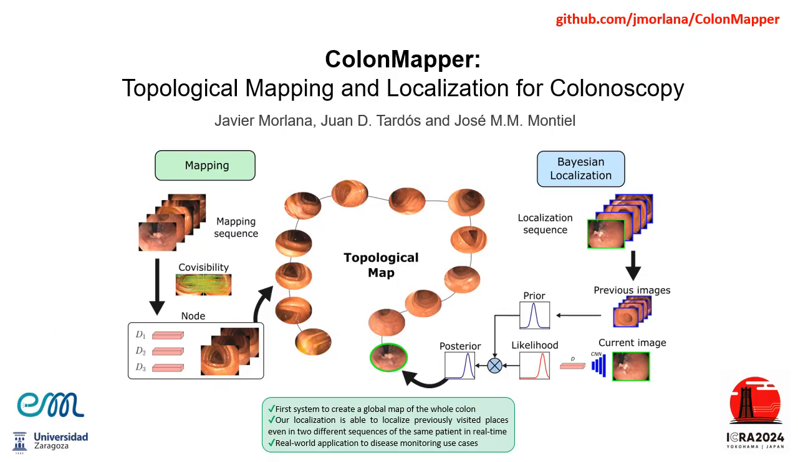We have shown ColonMapper, the first system able to create a global map of the whole colon that is used to localize previously visited places even in different sequences of the same patient. We believe ColonMapper can be really helpful for real-world disease monitoring use cases.